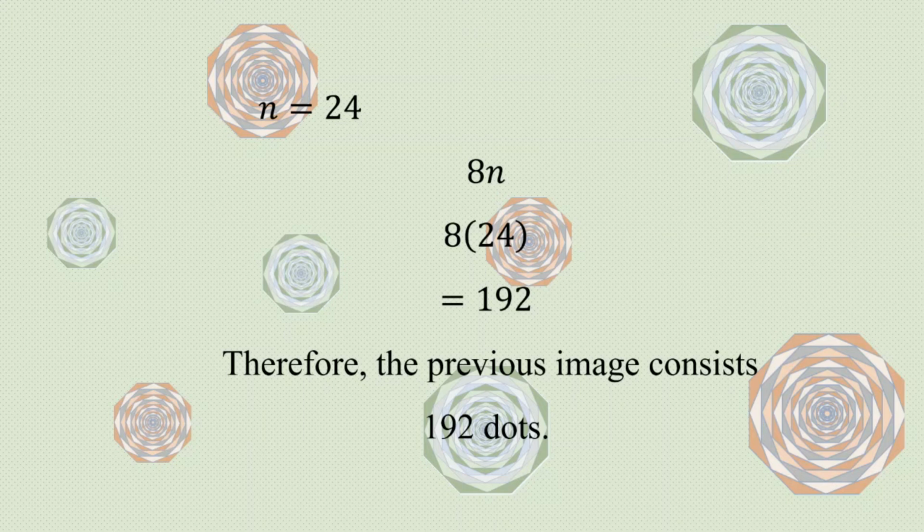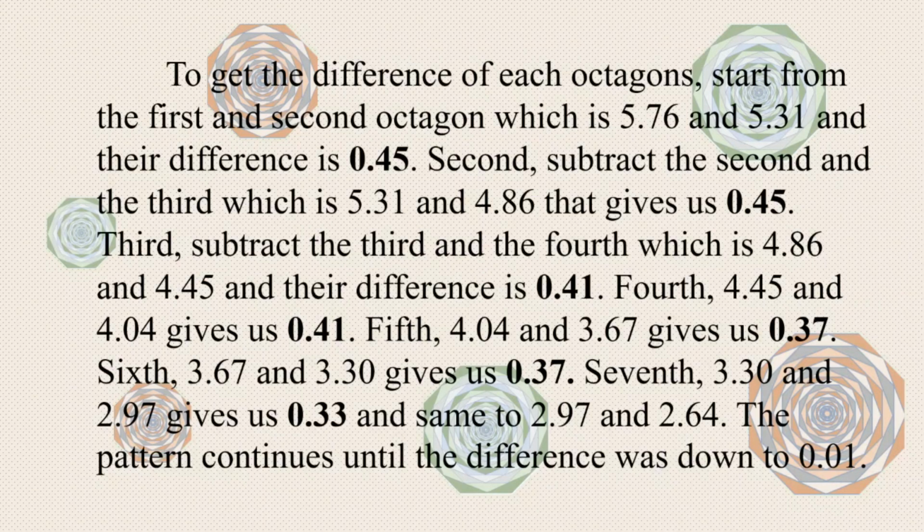As it was said earlier, there is a pattern or sequence to follow in order to create a flower-like image using a regular octagon. Let us now take a look at the sequence. To get the difference of each octagon, start from the first and the second octagon, which is 5.76 and 5.31, and their difference is 0.45.